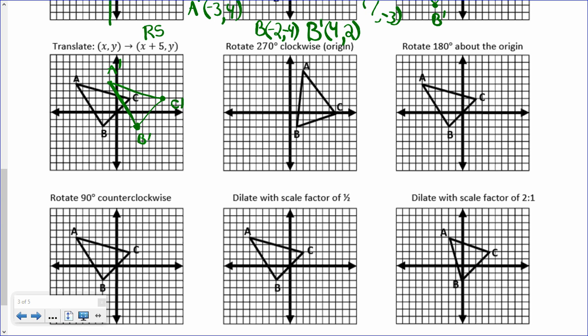Alright, is everybody with me for the translate? Pretty straightforward, yes? Everybody agree? Alright, now let's take a look at rotate. So again, rotate has two different aspects to it. What direction are you going in and how much? So everybody's going to have their paper, right? This first one wants us to go 270 degrees clockwise.